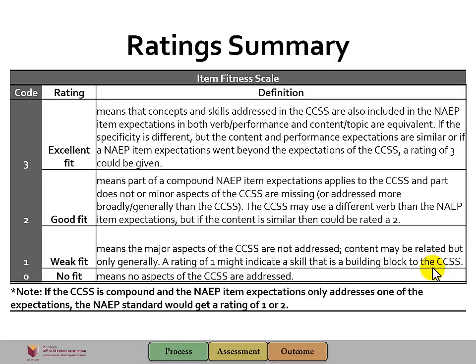In making our alignment judgments, we need to understand what item fitness is. For an excellent fit, this means that the concepts and skills addressed by the Common Core are also included in the NAEP item expectations. For a good fit, this means that part of a compound NAEP item expectation applies to the Common Core and part does not, or minor aspects of the Common Core are missing. A weak fit means that major aspects of the Common Core are not addressed. And no fit, or zero rating, means that no aspects of the Common Core are addressed.